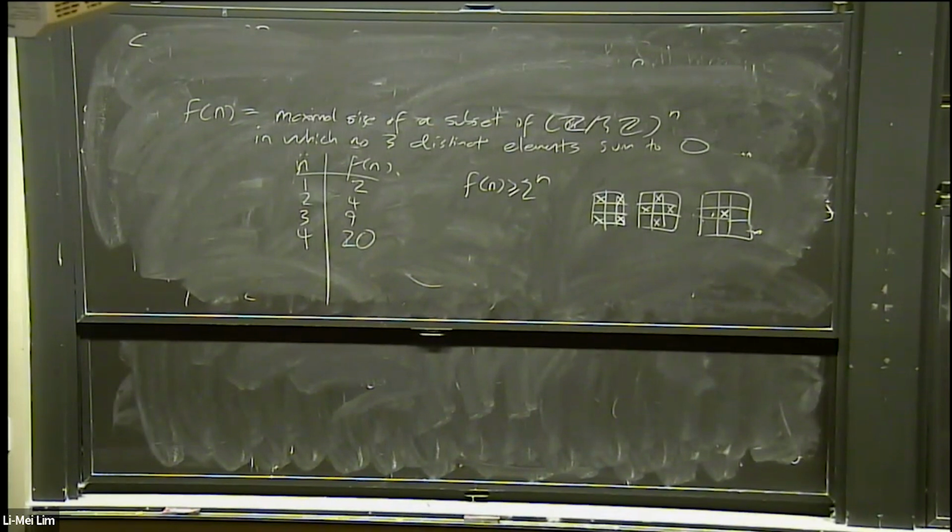So then the question becomes, if you're a mathematician, well, can I compute this function for any n? Can you find a general formula? Not obvious what it's supposed to be, right? 2, 4, 9, 20 is not a sequence that you know. And then you learn that this question is actually kind of an old one with a bit of a history.